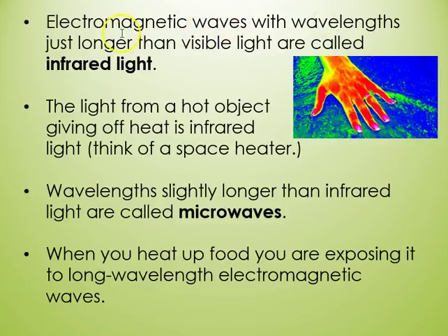Electromagnetic waves with wavelengths just longer than visible light are called infrared light. The light from a hot object giving off heat is infrared light. Think of a space heater or a fire at camp. Wavelengths slightly longer than infrared light are called microwaves. When you heat up food, you're exposing it to long wavelength electromagnetic waves.